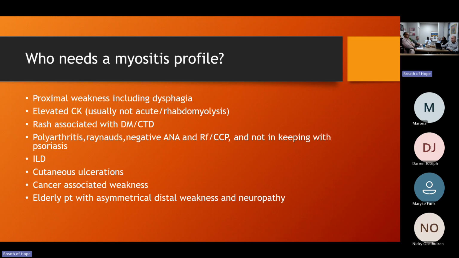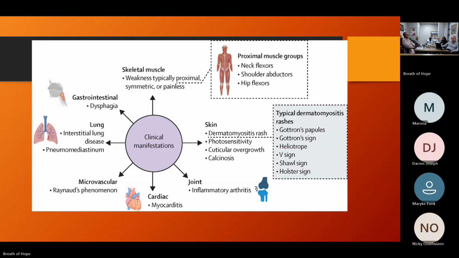All right, then also cancer-associated weakness. If your patient who's got a history of cancer in the recent past now all of a sudden complains of proximal muscle weakness, remember there's a lot of association with cancer and dermatomyositis. All right, and then don't forget about this group, the elderly patients who present to you with more of an asymmetrical picture and more distal weakness and neuropathy. This could fit in with an inclusion body myositis, which is fairly rare to see, but we do come across it now and then.